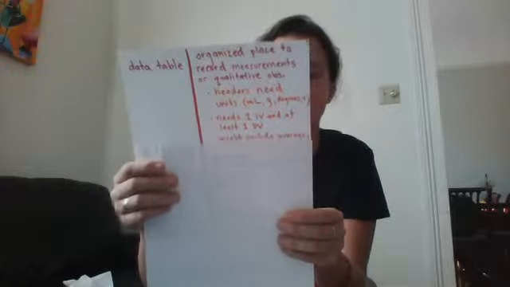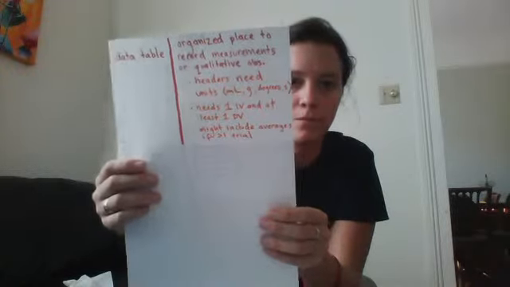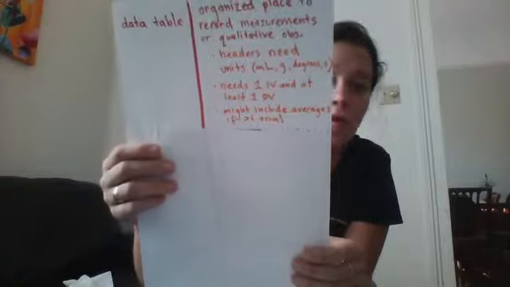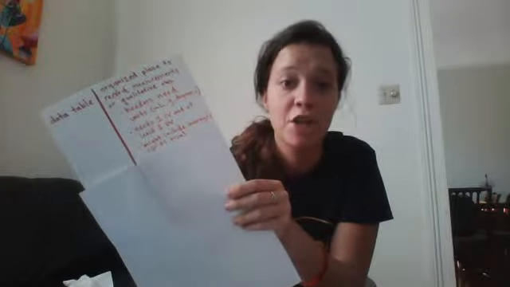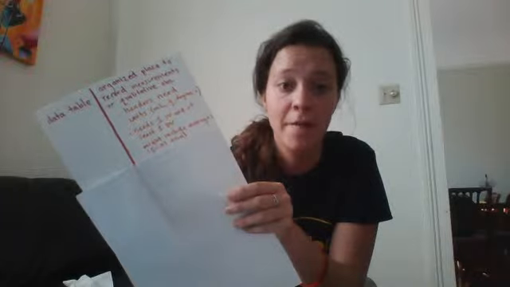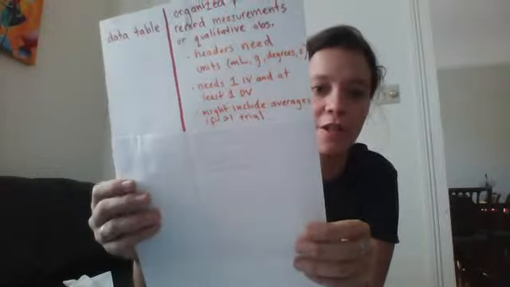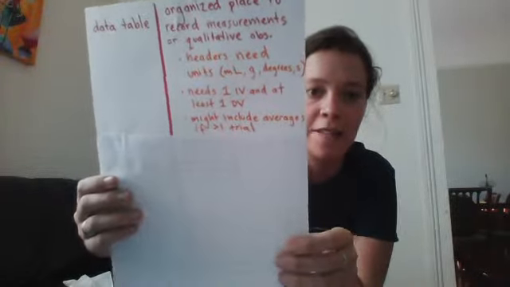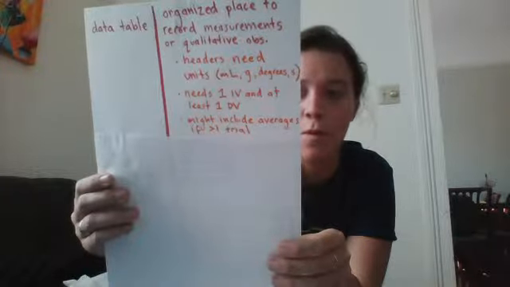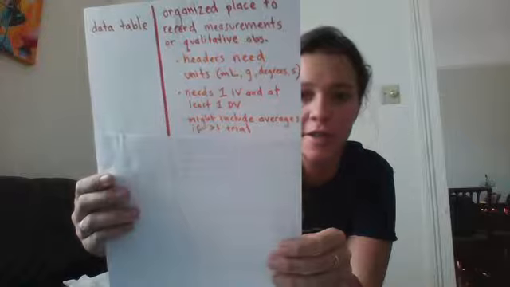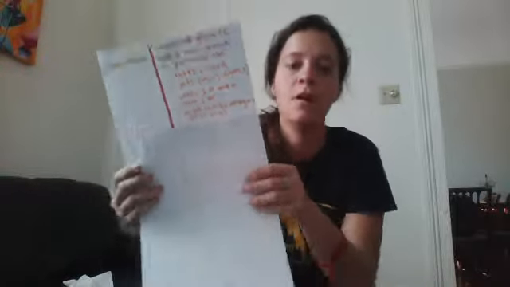The last thing. Sometimes, if you have more than one trial, remember a trial is when we repeat something to make sure our results are accurate or reliable, we might have an average. So our last bullet point, it might include averages if there's more than one trial. That's a greater than sign. So that's really all you need to know about tables.